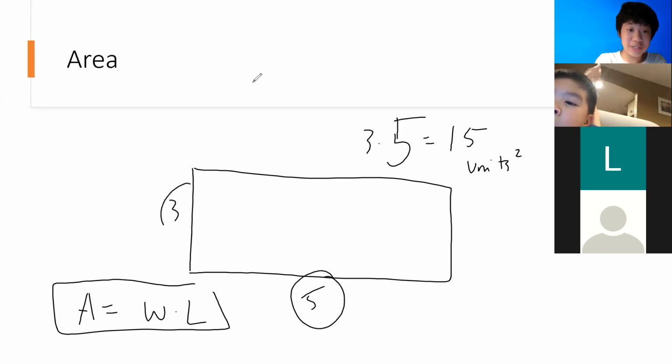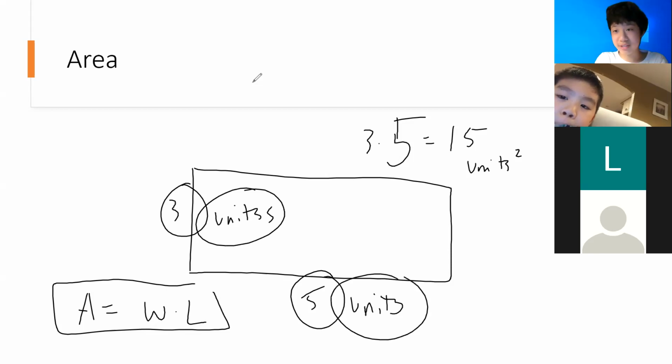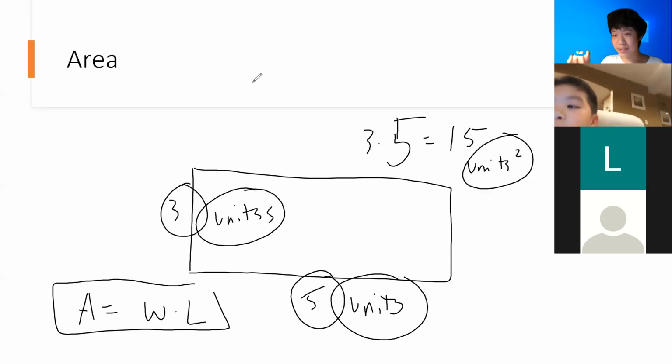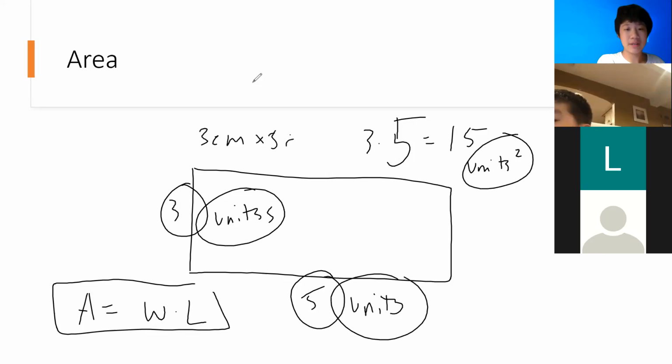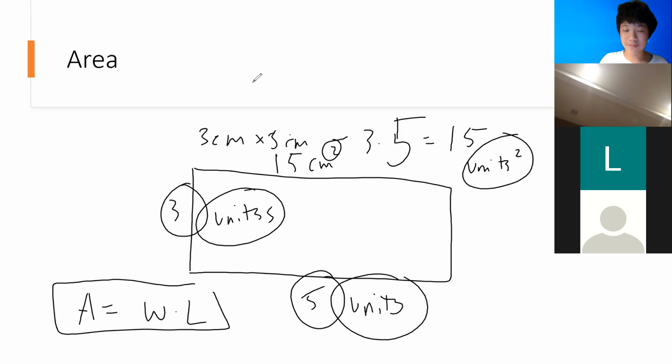Well, let's do something called unit analysis. I talked about this yesterday in my physics class. So basically 5 is in units, 3 is also in units. If we multiply the word units by the word units, units times units equals units squared. So that's the unit we're going to use here. For any kind of area, we're going to have to use units squared. If this was 3 centimeters times 5 centimeters, then the area would be 15 centimeters squared, all right? So please remember that area is given in some kind of unit squared, okay?